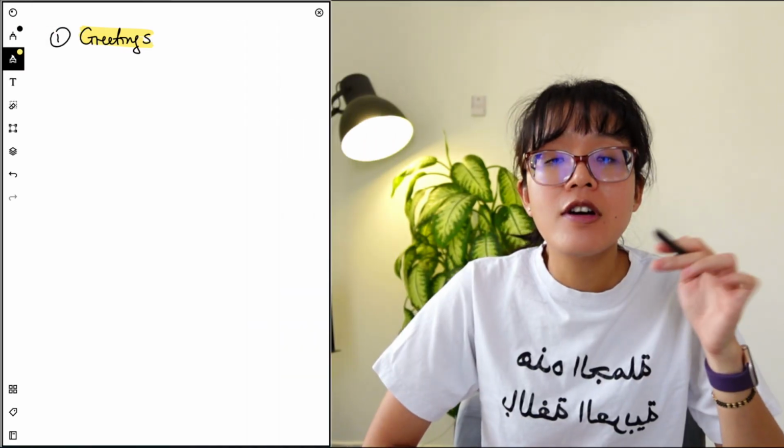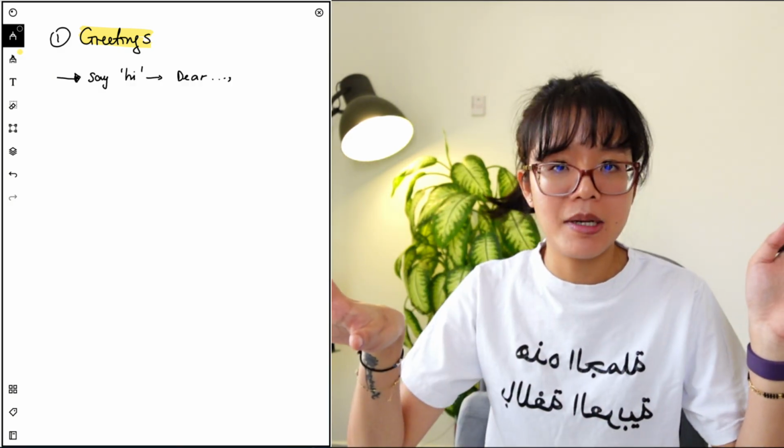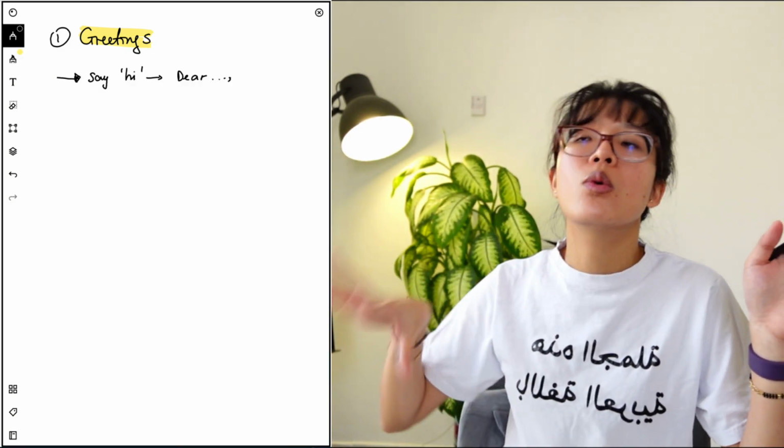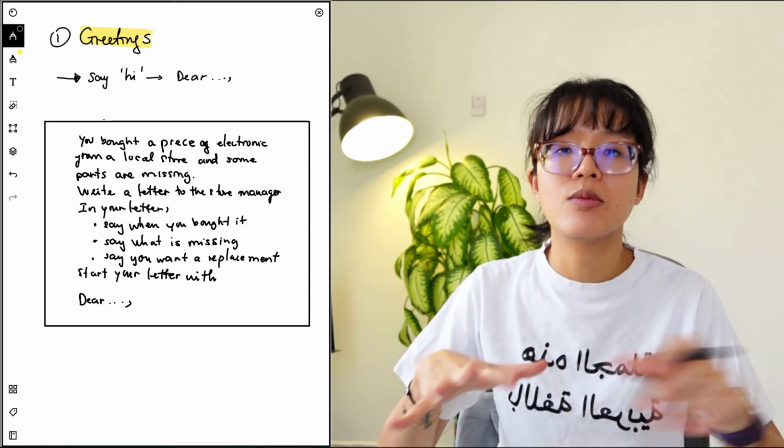I'm just kidding. The first part of the letter is the greeting, and this is where you say hi basically to the one who is going to read this letter, aka the examiner. But when you write, you start with dear something something, right? This one will be given to you in the task. For example, in this task, you are going to write dear something.